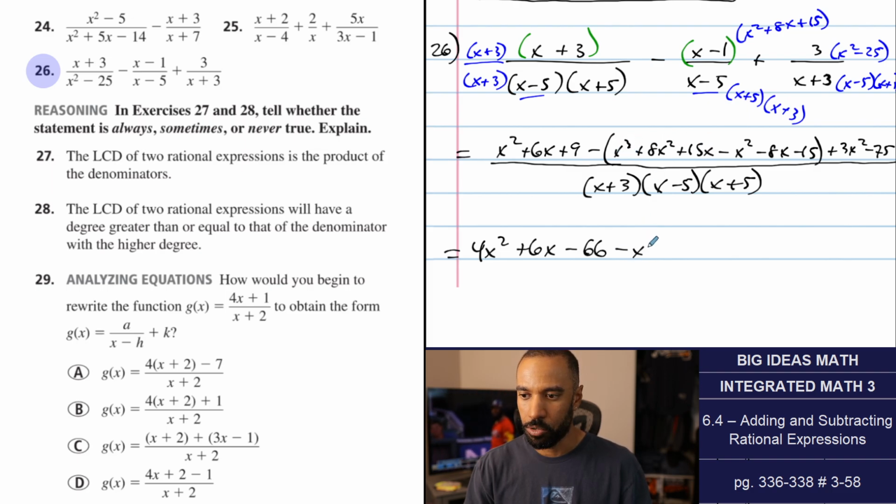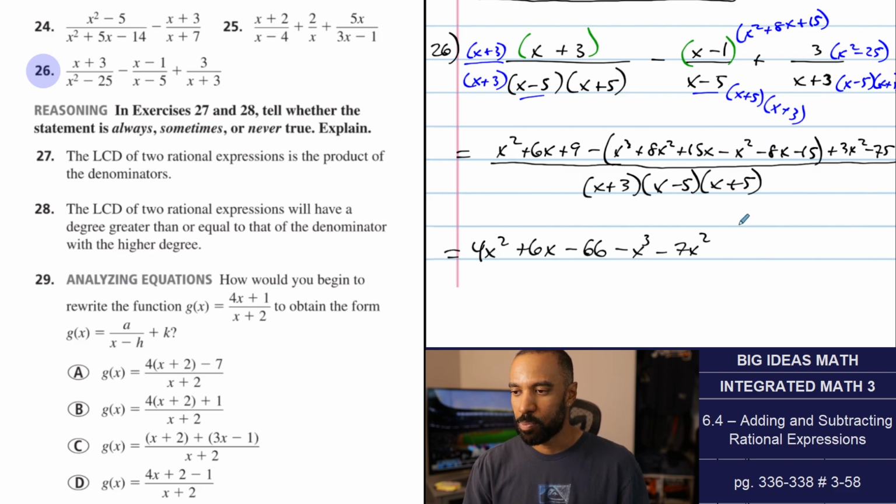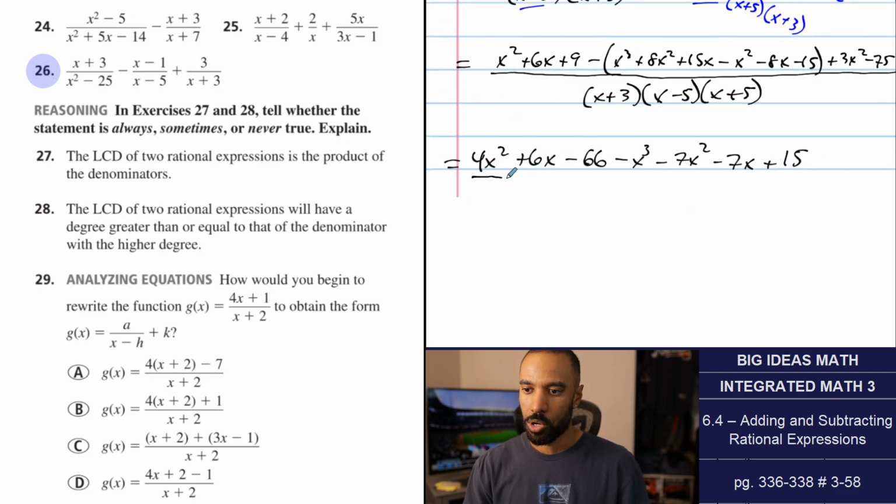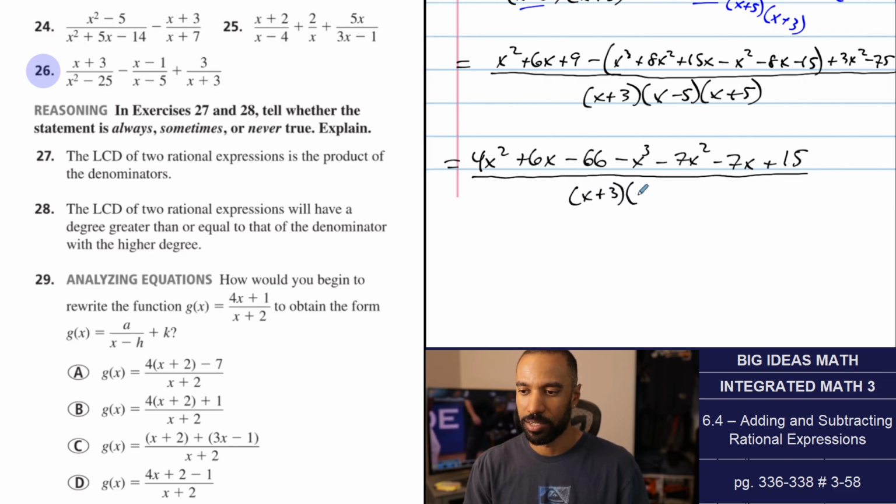x cubed stands alone, so I'll subtract x cubed. 8x squared minus 1x squared is 7x squared, so now I'm going to make it negative 7x squared. 15x minus 8x is 7x, so I'll make it negative 7x. And negative 15 stands alone, subtract a negative becomes a positive, so plus 15. So I'm trying to save some steps along the way. I hope it's okay that I'm doing that.